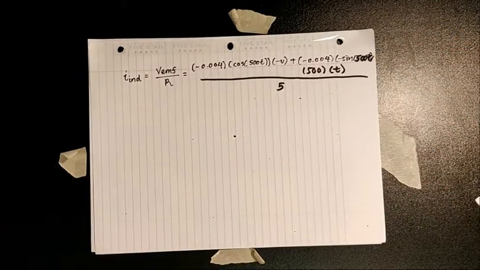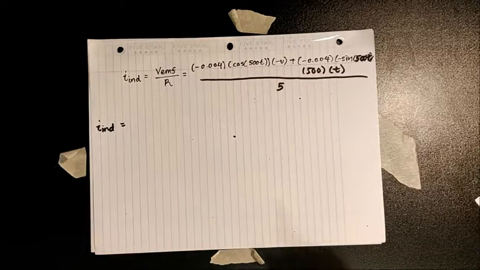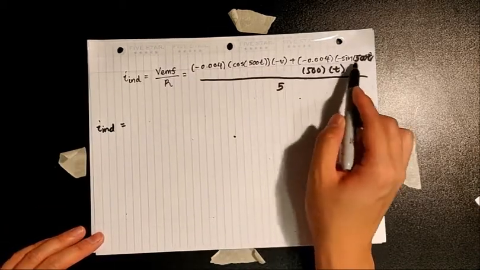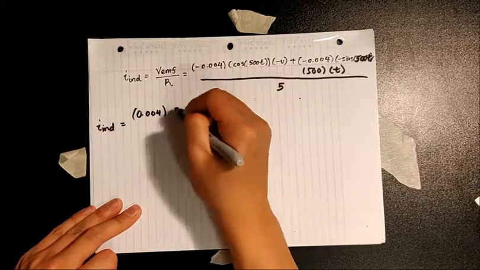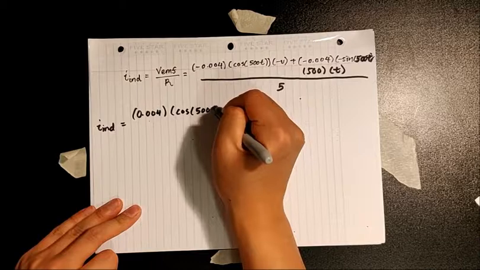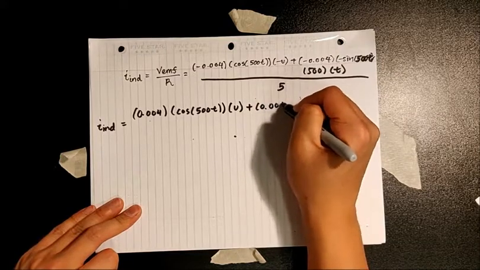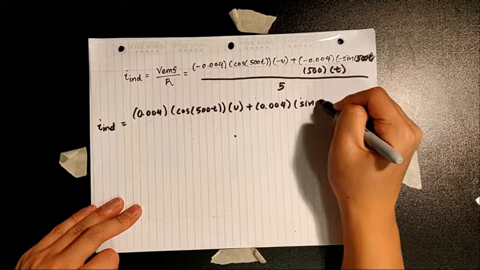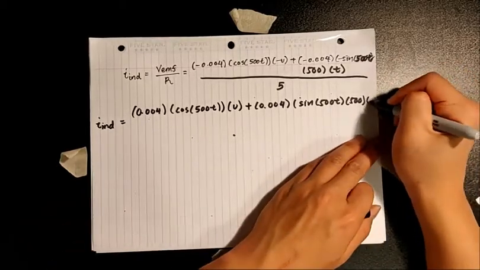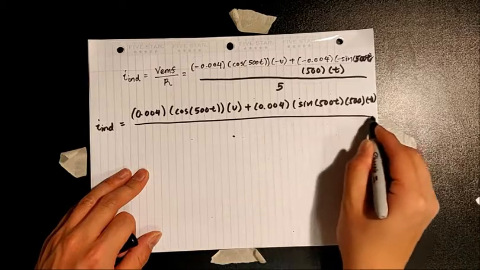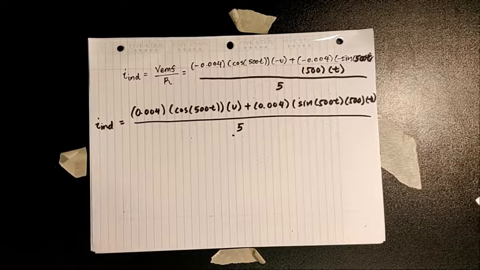So to simplify this, I induced, we know that this is positive and this is also positive, so it's just going to be 0.004 times cosine 500t times u plus 0.004 times sine 500t times 500 times t, all over 5.